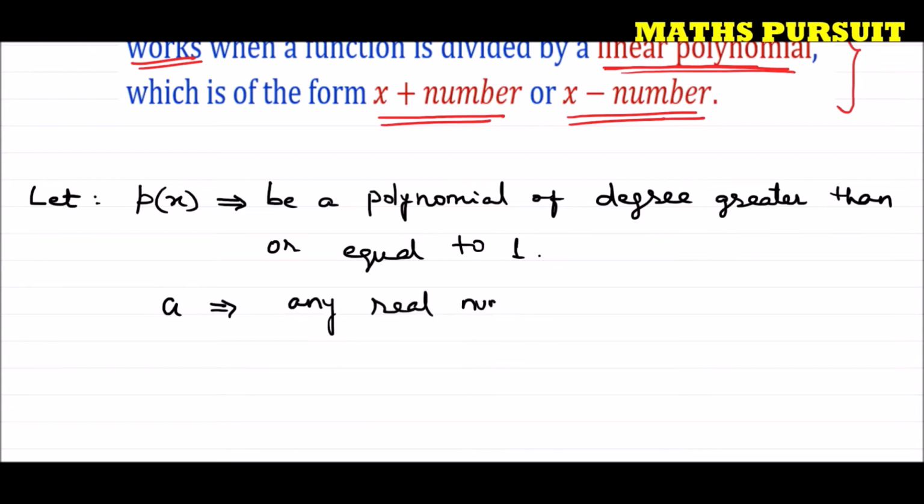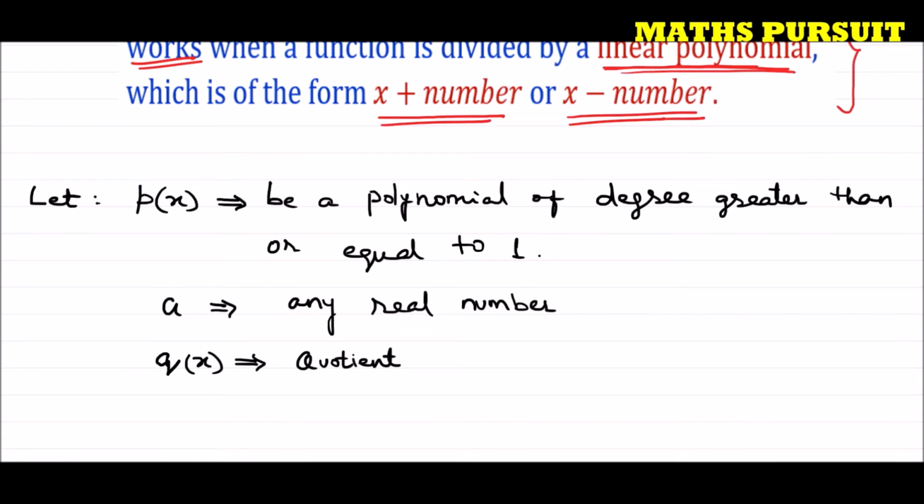Any real number. And then x, and then we can take q(x). Because we are dividing p(x) by x minus a, that means x minus a is our divisor, not q(x). x minus a is our divisor. So q(x) is our quotient. I am just taking q(x) as the quotient. We do not know what the quotient is, I am just considering the quotient as q(x).